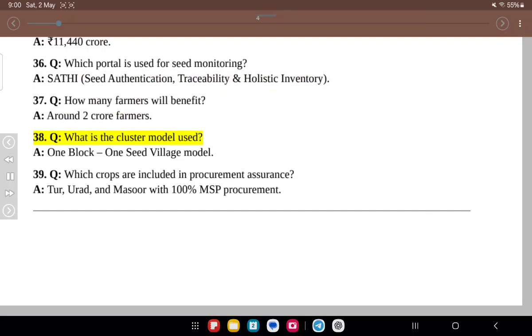38. Q. What is the cluster model used? A. One block, one seed village model. 39. Q. Which crops are included in procurement assurance? A. Tur, Urad, and Masoor with 100% MSP procurement.